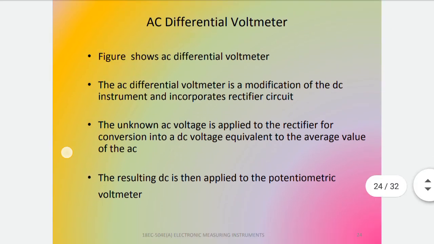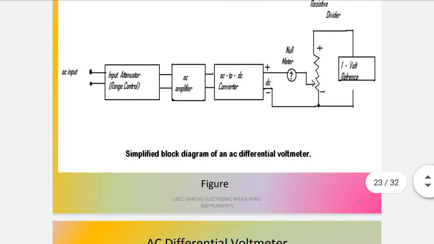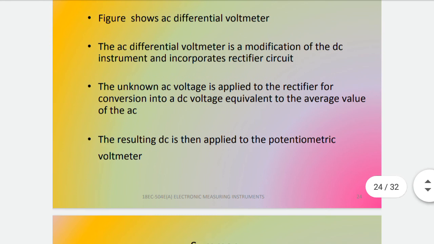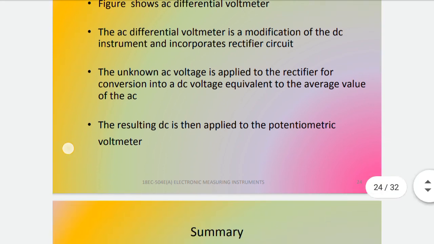The AC differential voltmeter is a modification of the DC instrument and incorporates a rectifier circuit. Here the rectifier circuit is nothing but the AC to DC converter. The unknown AC voltage is applied to the rectifier for conversion into a DC voltage equivalent to the average value of the AC. The resulting DC is then applied to the potentiometric voltmeter.